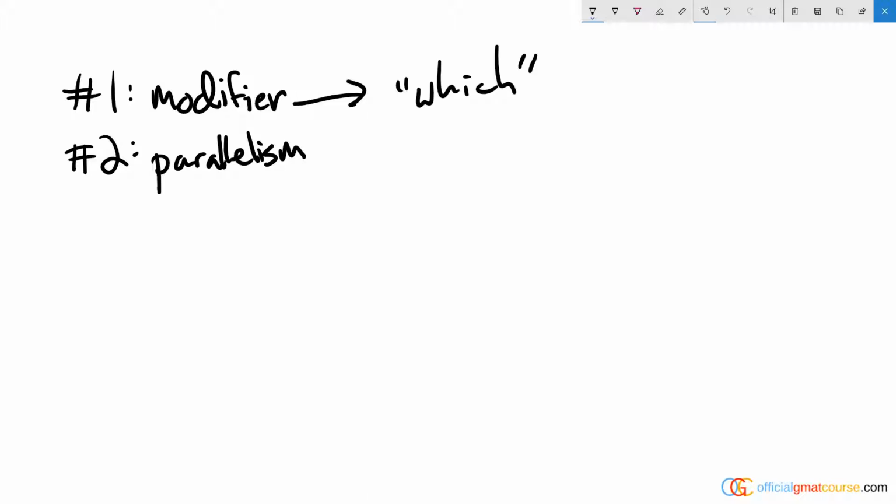I think it's the fact that the saline content has been altered, and that is the thing that is robbing them of their flavor, not the saline content itself, but the fact that it's changed. So this is not properly modifying the noun or noun phrase that comes directly before it. It is modifying the idea that the saline content has changed, and that's not acceptable with the word which. So it's inappropriate as a modifier.